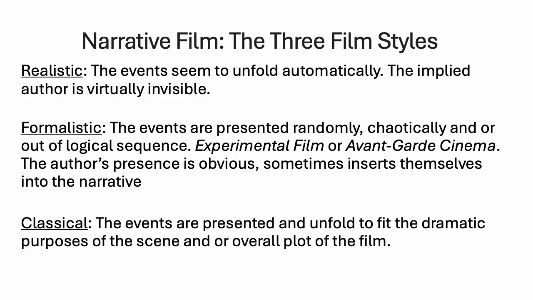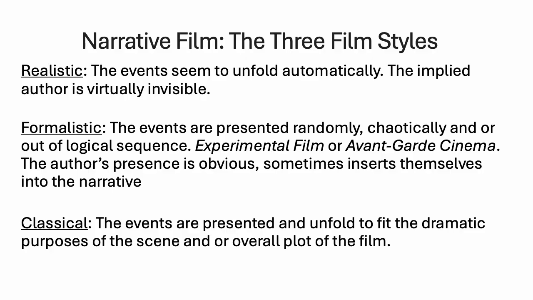With the formalist, it goes in the opposite direction, where the events are told out of sequence, and sometimes there is no logical connection between these events. It's often associated with experimental or avant-garde filmmaking. And then the classical style, again, is somewhere in between those two styles, focusing primarily on the narrative. Now, as I said previously, rarely does a single film exhibit these qualities exclusively. There is often a combination of the three styles, but there is one that tends to dominate in most films.